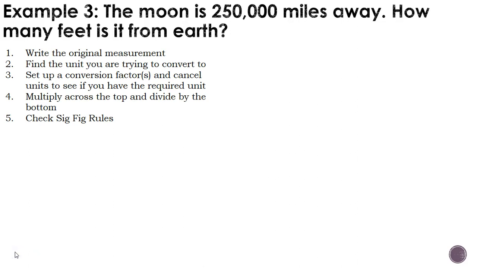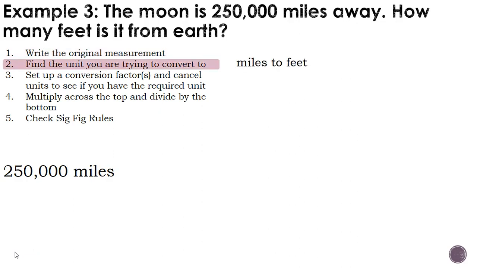In this example, it says the moon is 250,000 miles away. We want to figure out how many feet this is from Earth. So in the problem, it's giving us 250,000 miles. We want to convert miles to feet. So you want to set up conversion factors to help you to do this.